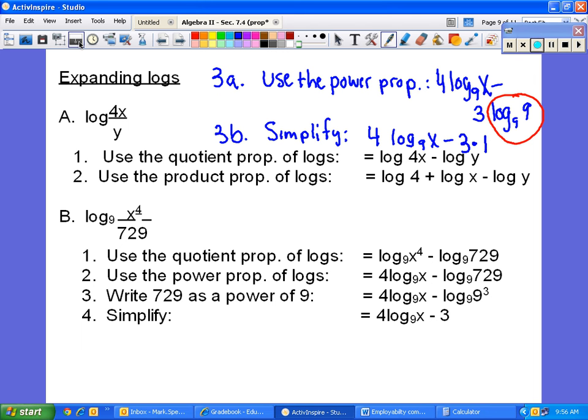Okay, does anybody have any questions about this? Is there anybody not done copying?